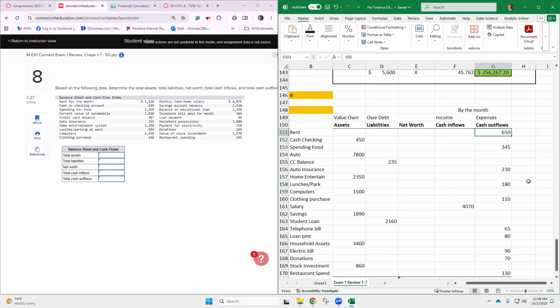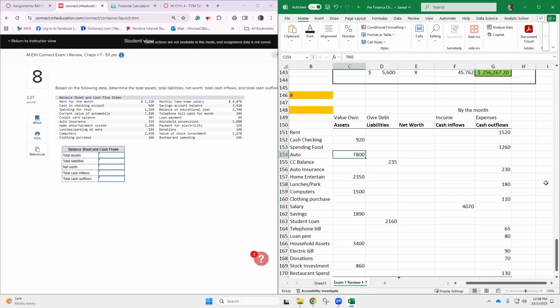Okay, the first thing is rent. My rent for the month is $15.20. My checking account cash is $920, and it's an asset. Spending for food. Okay, wow, $1,260. $1,260 is my spending for food.